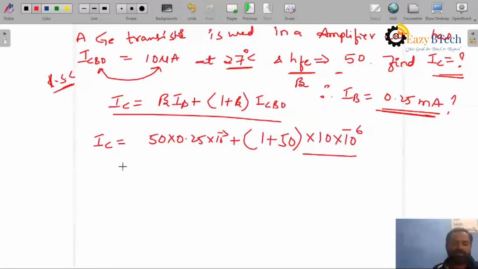Now by substituting here you will get the value, that is IC is equal to 13.01 milliampere. 50, here you will get 12.5 plus 51 into 10. All mix together, you will get 13.01 milliampere. That is the IC current. Okay, it is the one way.